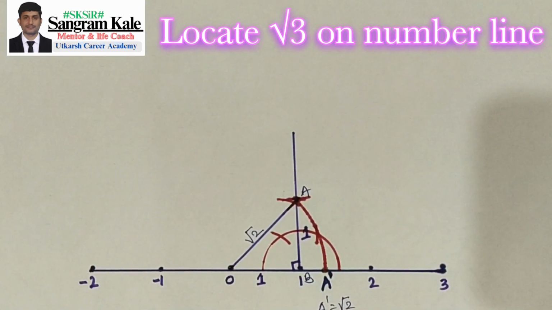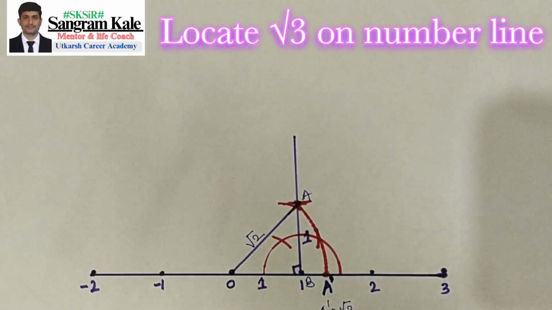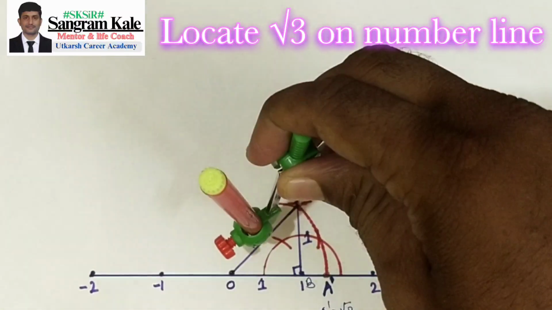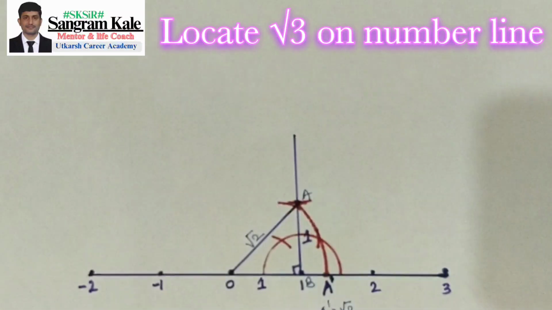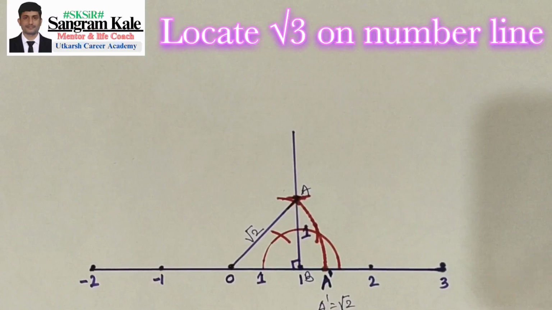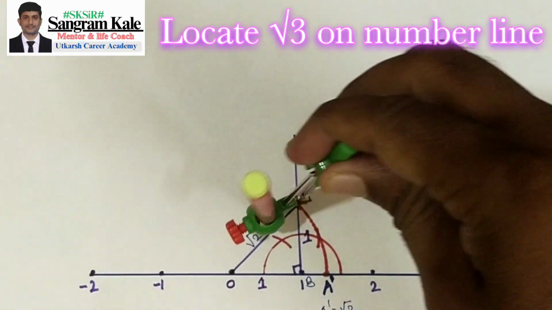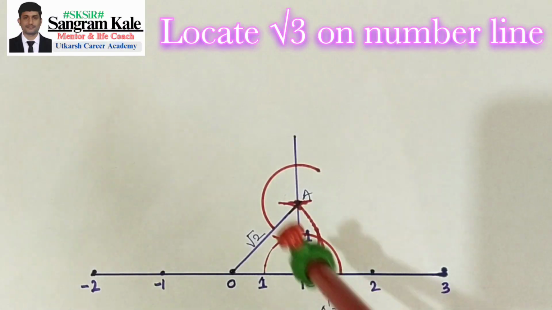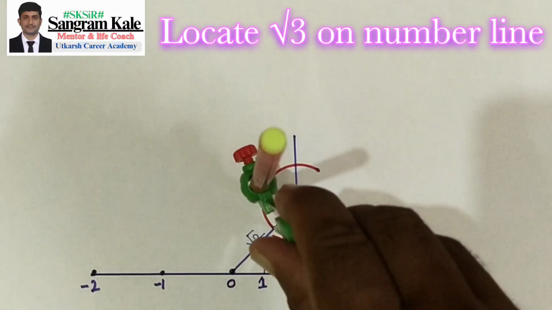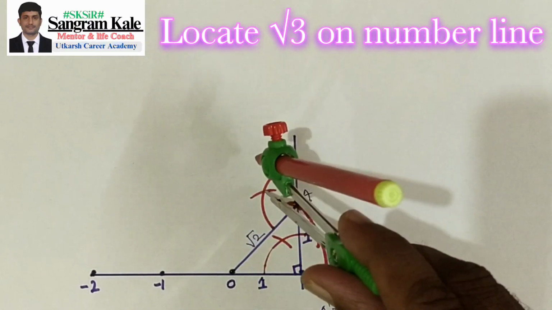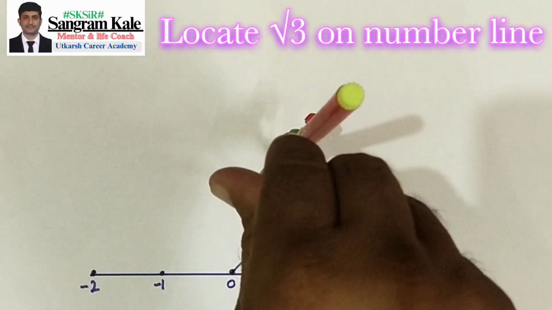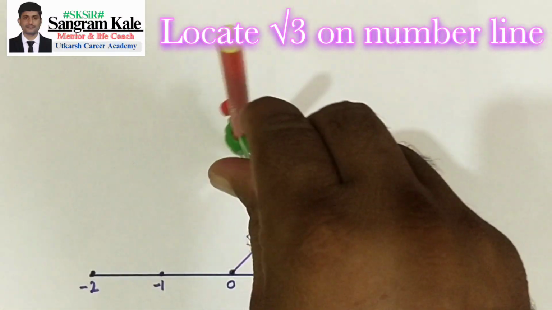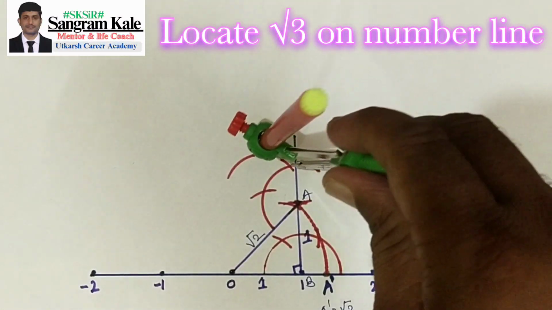See here, the picture is taken, and root 2 is already constructed. OA is a line segment of length root 2. Now consider A as the center and draw a semicircle. With the same distance on the semicircle, draw two arcs. From those two arcs, again draw two arcs such that they cut each other.